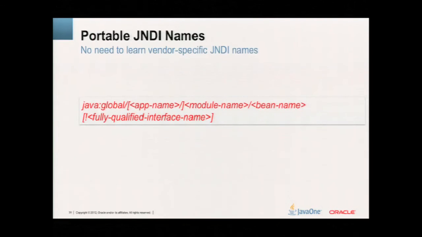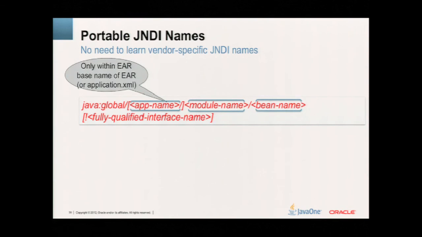Portable JNDI names. This is a very useful feature if you are porting your application from one app server to another, because now you don't need to figure out how each app server creates its JNDI names. There are always default, for each EJB, four types of standard JNDI names, but we will look into java:global first. So the prefix is java:global.